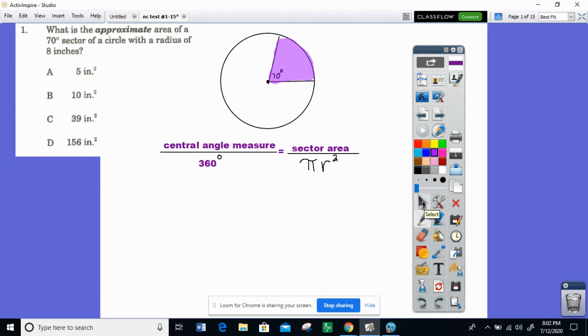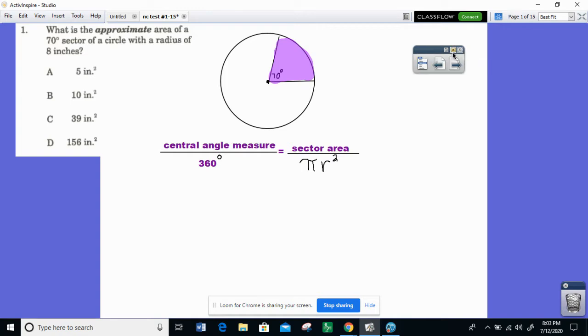And number 1 says, what is the approximate area of a 70-degree sector of a circle with a radius of 8 inches? Well, you'll notice that I've drawn a picture for this problem. And we've got this 70-degree sector right here. I went ahead and shaded that in. And they told us that the radius, that's the distance from the center to the outside edge of the circle in any direction, either here or here, is 8 inches. So they want the area of this part.